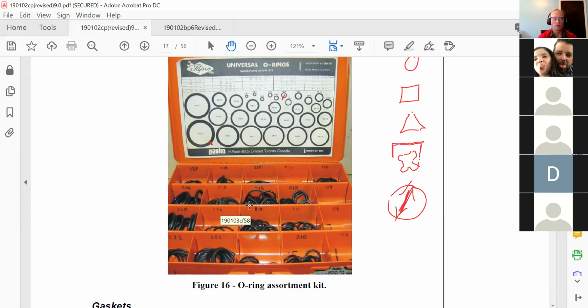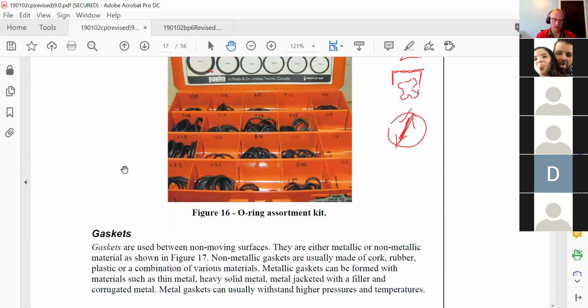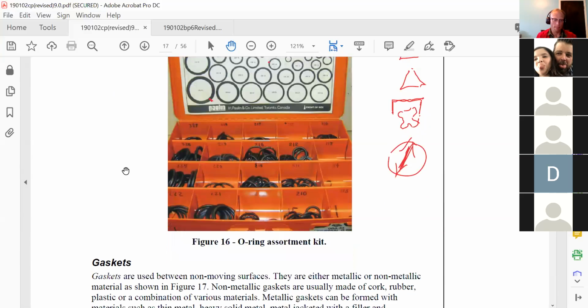So these universal O-rings, the material they're made of is not going to be able to handle the refrigerant and the refrigerant oil, most likely. And any specialty O-rings, chances are that's what it is. It's the material they're made of that is going to make them different.